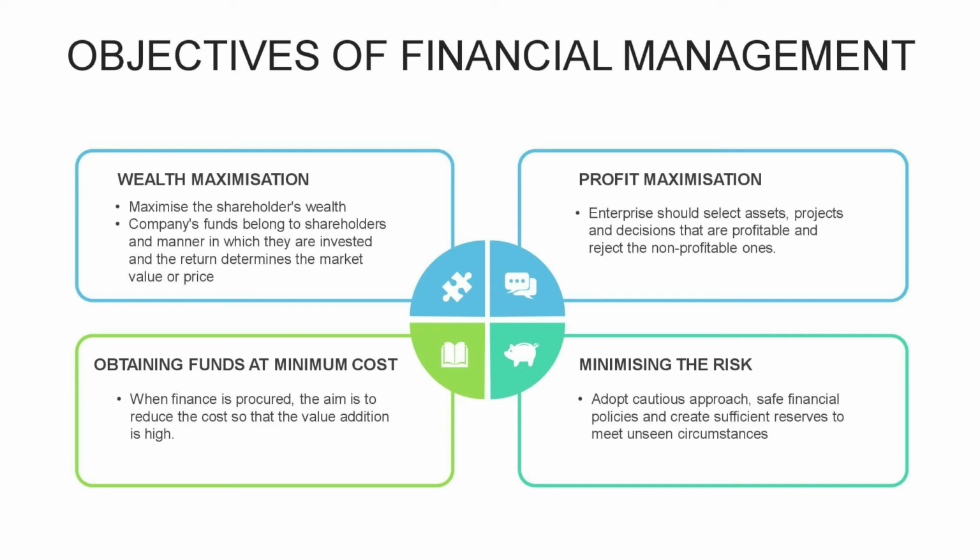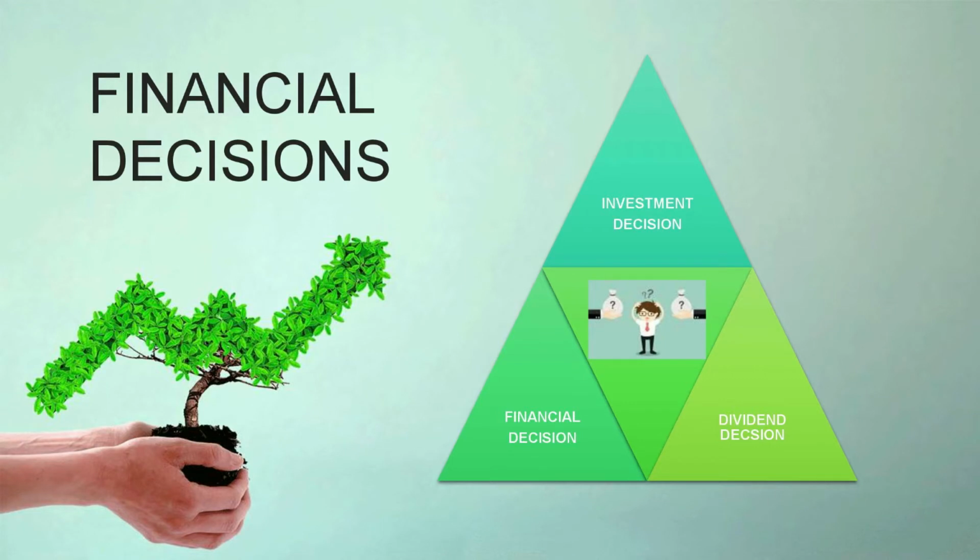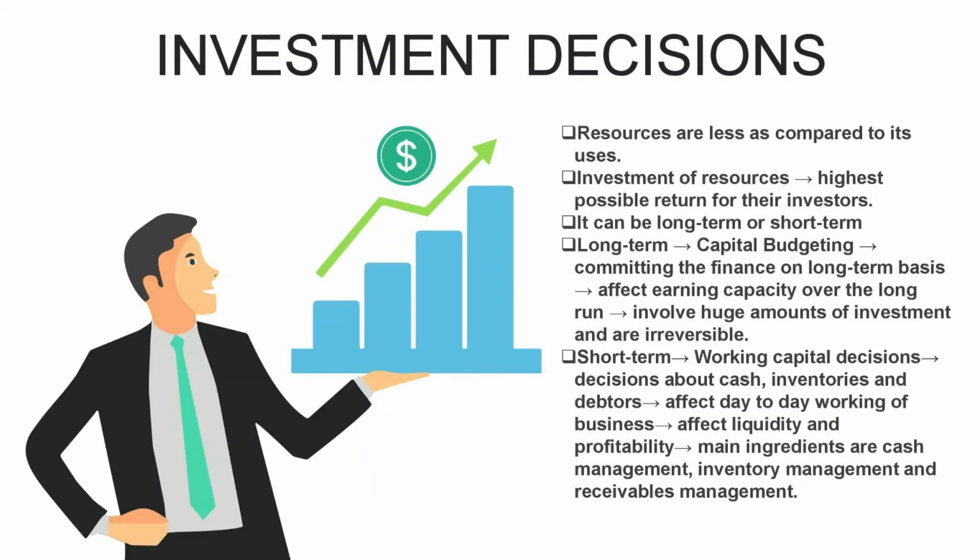will somewhere determine the market value or the price of the shares in the market. The top level management of any business organization has to make certain very crucial financial decisions that will impact the business firm not only in the short run but also in the long run. Now these decisions are basically divided into investment decision, dividend decision and financial decision. Let us now look at the investment decisions which are of key importance to the management of any business organization.